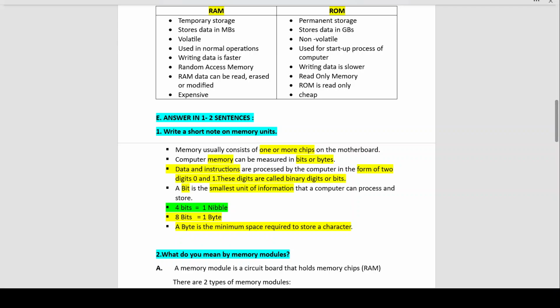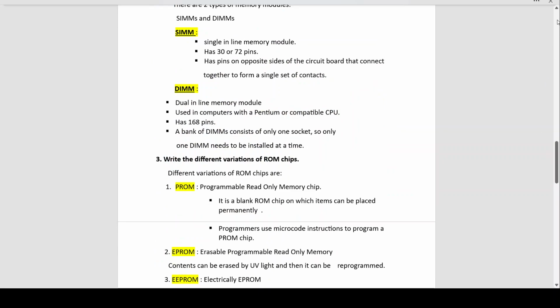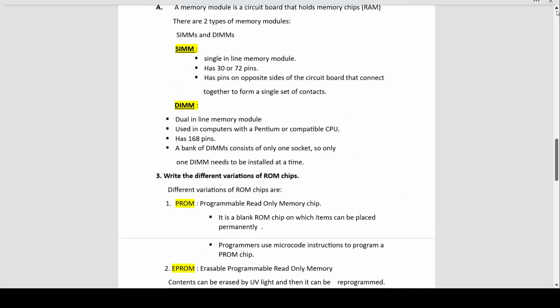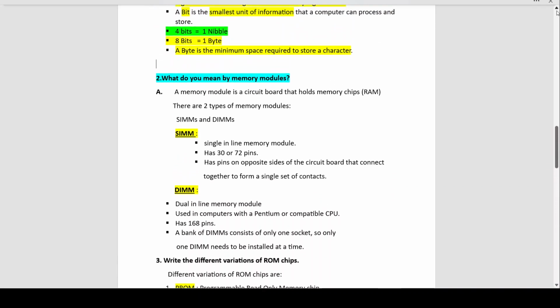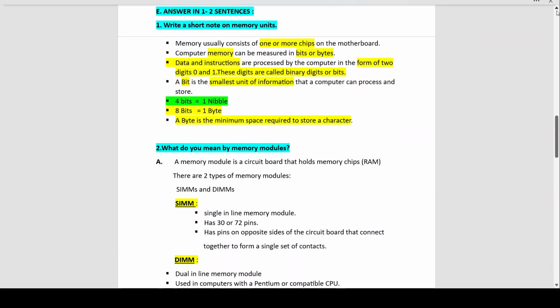Answer in one or two sentences. Write a short note on memory units. Now, memory usually consists of one or more chips on the motherboard. Motherboard is also your circuit board. Computer memory is measured in bits or bytes. Now, data or instructions are processed by the computer in the form of two digits, 0 and 1. Because two digits, so binary digits. These digits are called binary digits or bits.